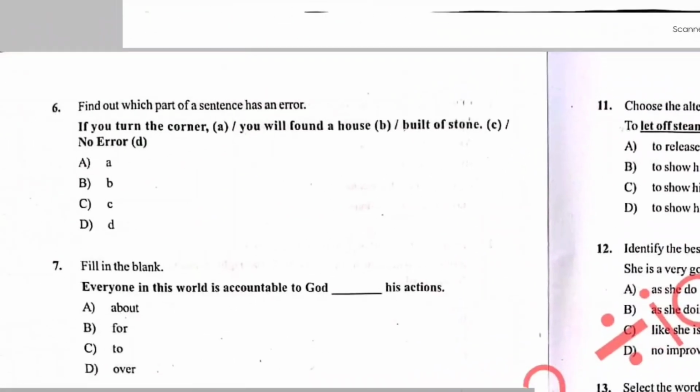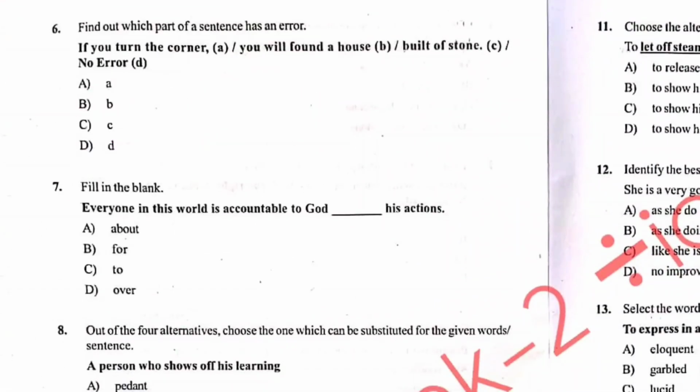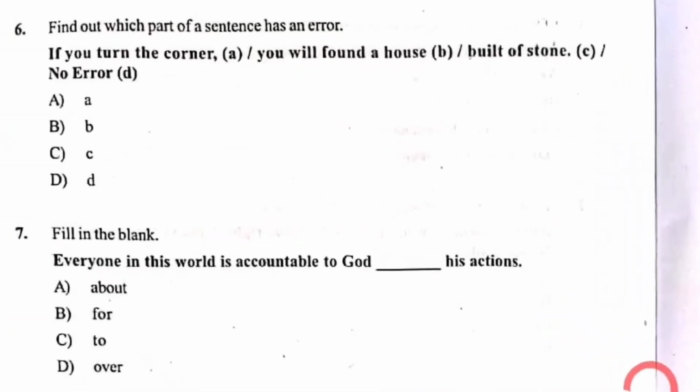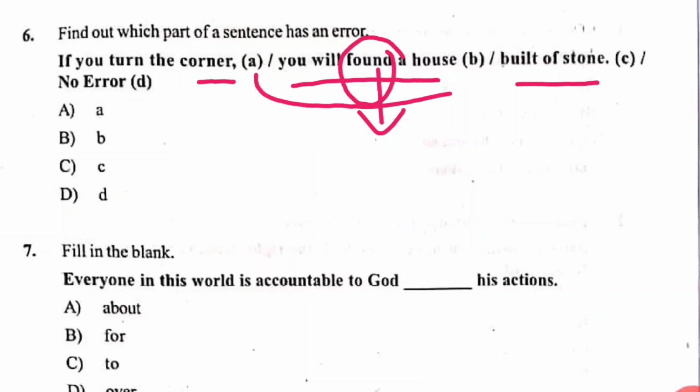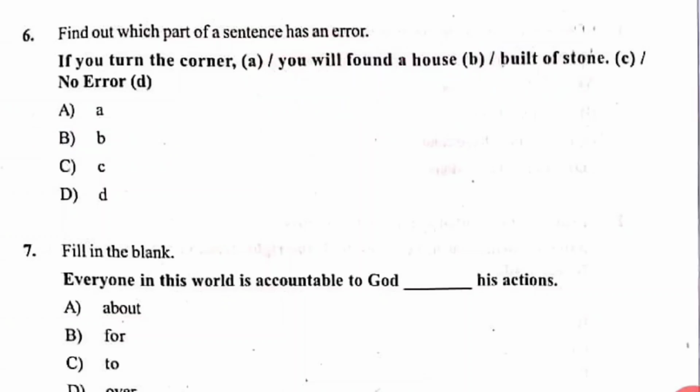Next question is, we have to find out the mistake, if any, in the given sentence. So we have, if you turn the corner, you will find a house built of stone. I guess it should be, you will find a house. Okay. So it is in the past, so it should be find, F-I-N-D. So I guess the error is in this very part. So the correct option should be B. I am not sure, but I guess it should be the correct one.